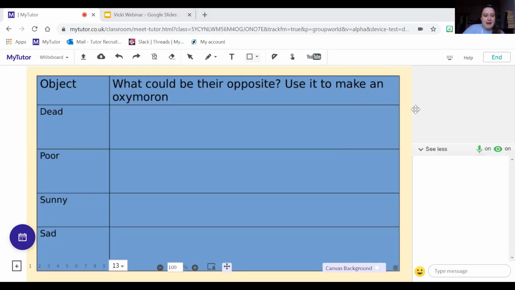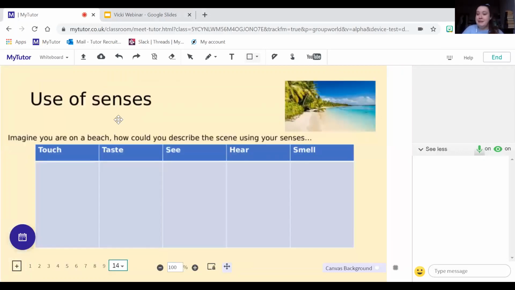Right, let's move on. I appreciate I'm whizzing through all of these things because I want you to have a look at how we actually use these in a question too.